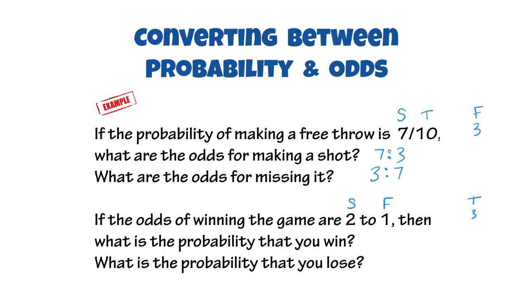So the probability that you win, well, the odds of winning were 2, that's a success, that's winning, so the probability would be 2/3. The probability of losing would be that failure, that one number over the total of 3. So we'll do some converting between probability and odds, understanding that those don't really mean the exact same thing, and understanding how to write those.